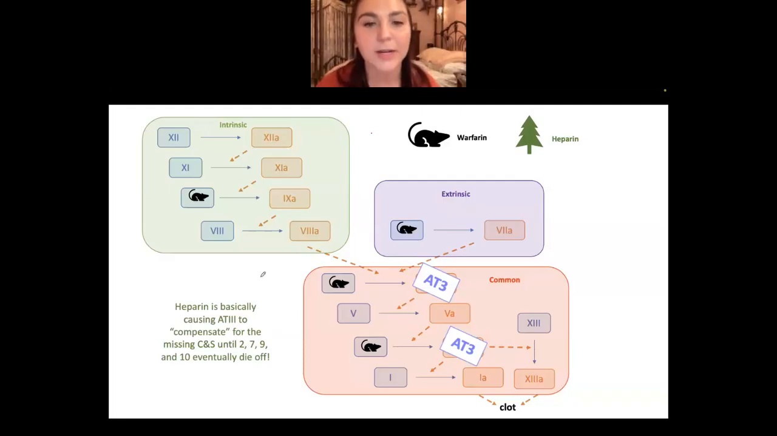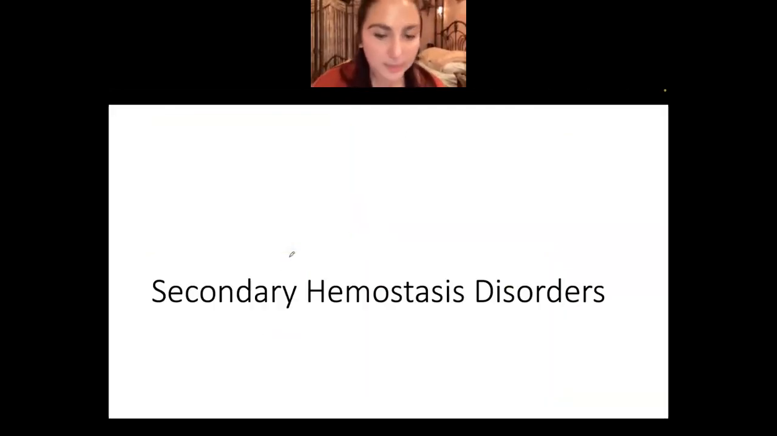But if you give heparin, you cause antithrombin 3 to just become better. Now you can compensate until these guys get knocked out, 2, 7, 9, and 10. Until these guys get knocked out, and then now you have that anticoagulation effect. You can take the patient off heparin, and now you're good. All right? Cool. All right.